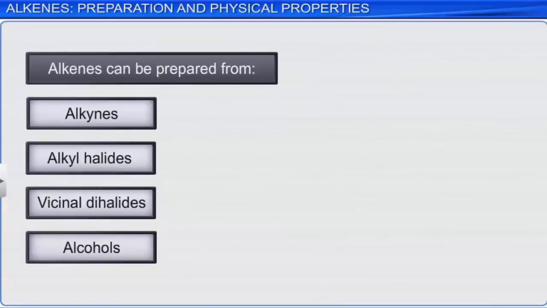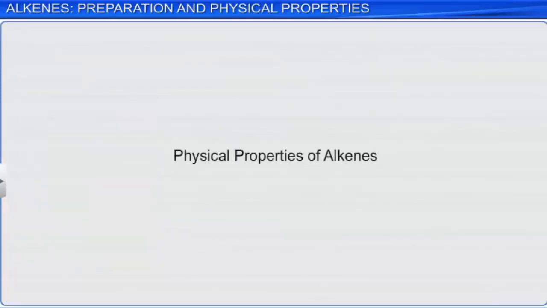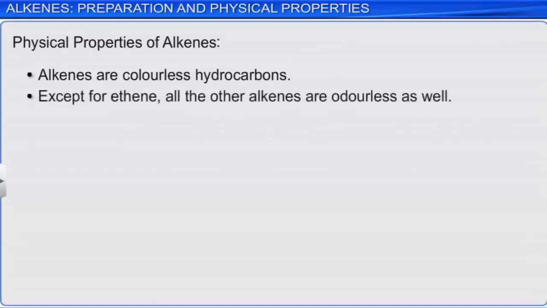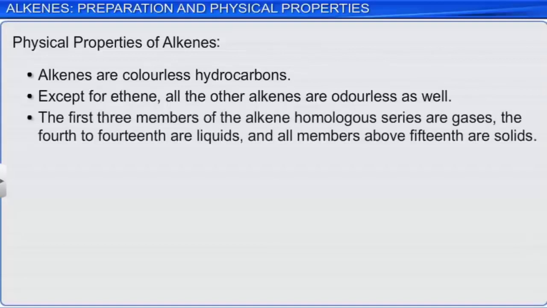Now let us look at the physical properties of alkenes. Alkenes are colorless hydrocarbons. Except for ethene, all the other alkenes are odorless as well. The first 3 members of alkene homologous series are gases, the 4th to 14th are liquids, and all members above 15th are solids.